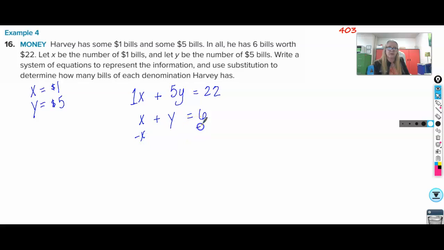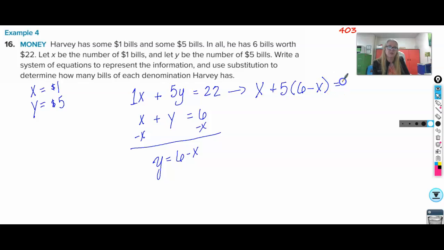Let's just subtract x from both sides. That gives me y equals 6 minus x. I can use this equation and substitute 6 minus x for y. So I'm going to have 1x plus 5 times 6 minus x equals 22. Distribute. That gives me 30 minus 5x equals 22. Combine like terms. This gives me 30 minus 4x equals 22.